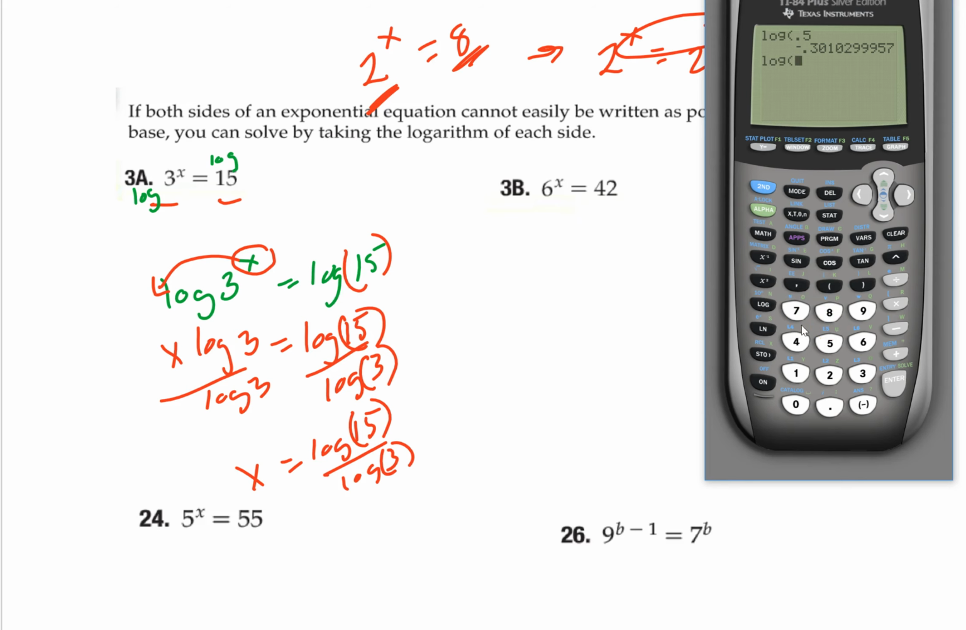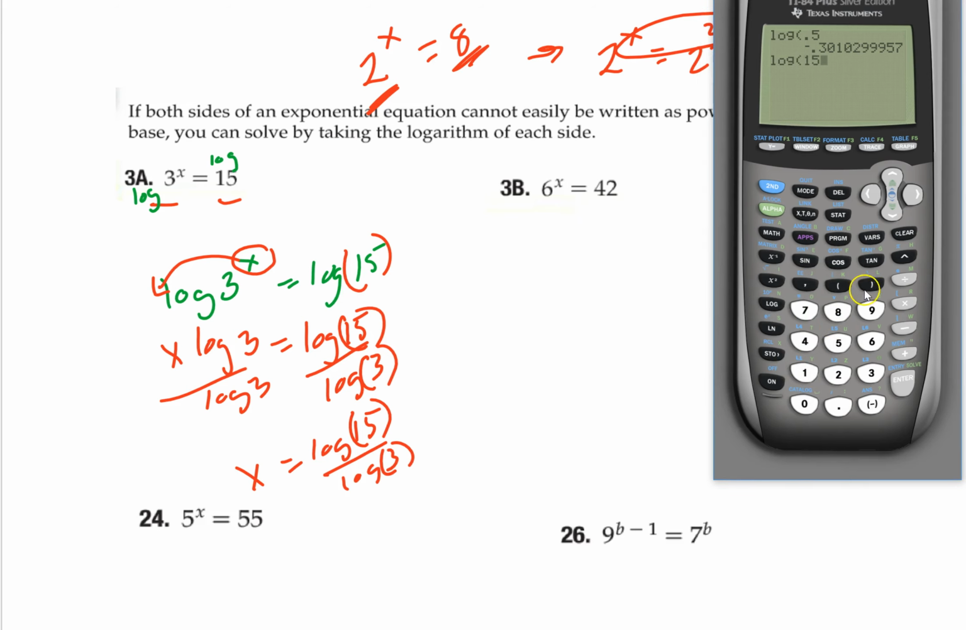Log 15. Make sure to close the parenthesis if you're going to do this. A lot of people forget to close the parenthesis. Divide by log of 3, and you get 2.46 as the answer. Again, I'm fine with just leaving it like this. Log 15 over log 3 is totally fine.